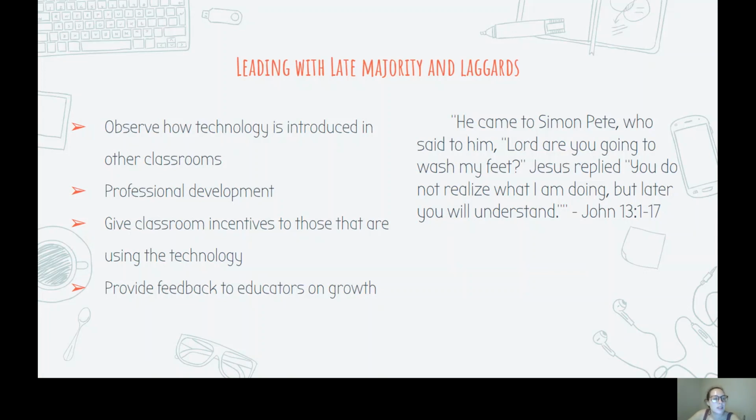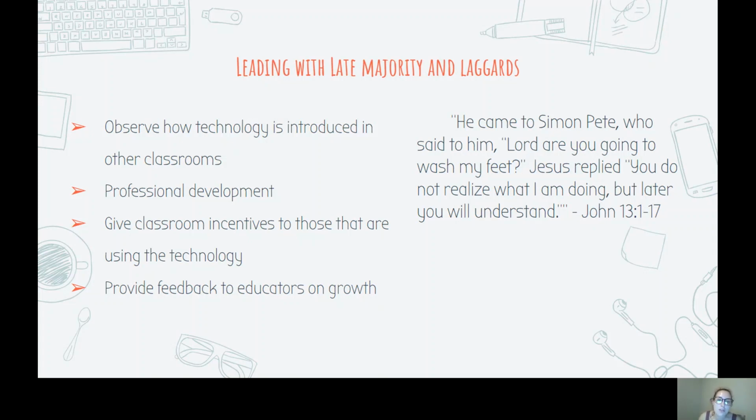Leaving the late majority and the laggards. This group really needs motivation. They need to be inspired. They need to feel comfortable. So if I were implementing this technology, I would have this group observe how technology is being introduced in other classrooms, having those teachers go in, sit in the classroom, and get a feel and an understanding of what the technology is about and how to use it. That is very, very important.